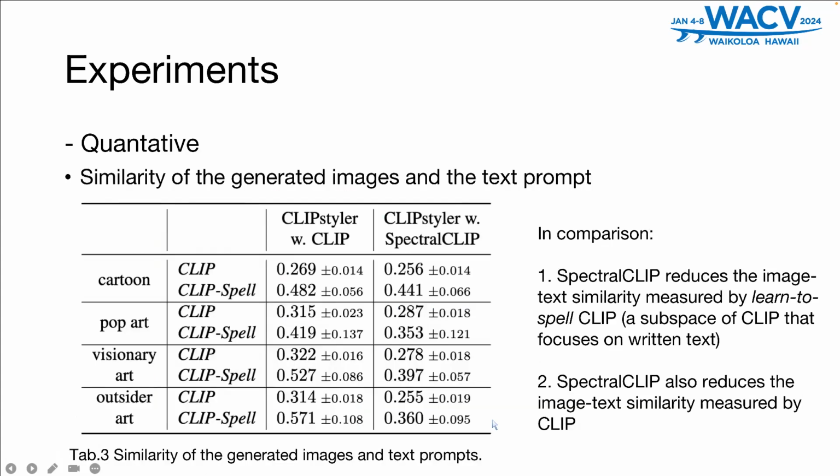As we can see from the table here, SpectralCLIP reduces the similarity measured by Learn to Spell CLIP significantly, indicating that it avoids artifacts effectively. Although it also reduces similarity measured by CLIP, this is because in the training process, the CLIP similarity is used as the optimization objective. Therefore, this metric is biased for CLIP styler, where the non-filtered representation is used in the training process.